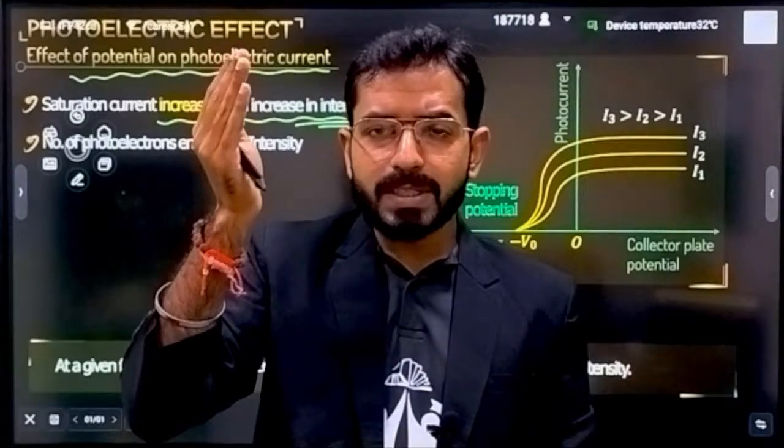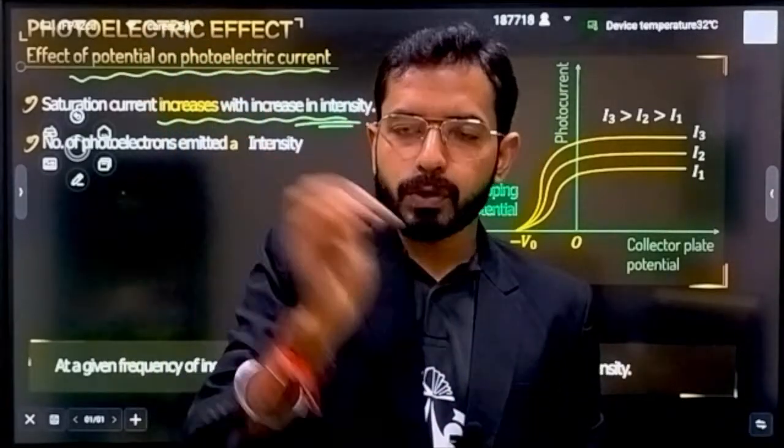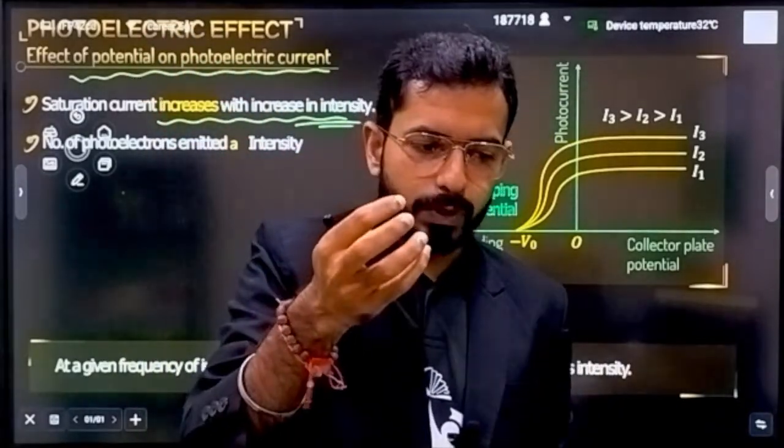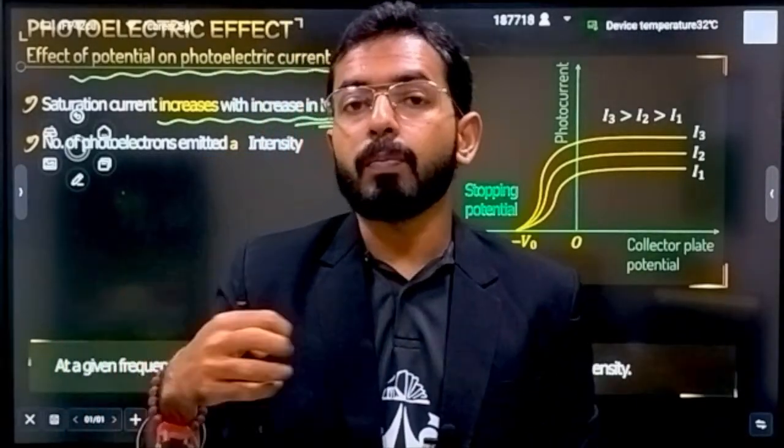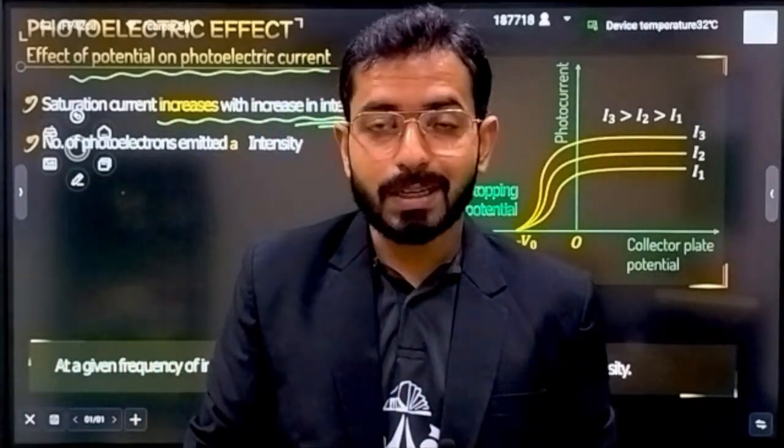The number of photons is increasing, that means more photons are going to hit, that means more electrons are going to come. If more electrons are going to come, more current will be flowing into the circuit.